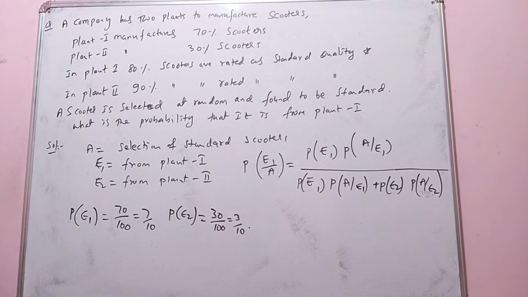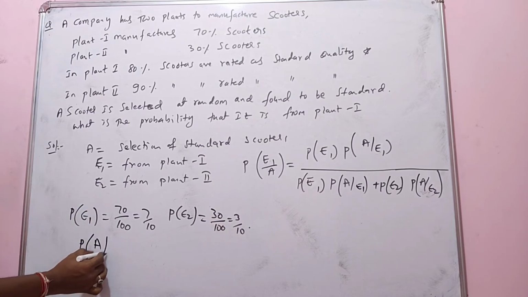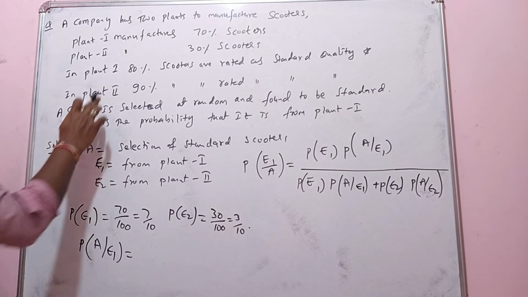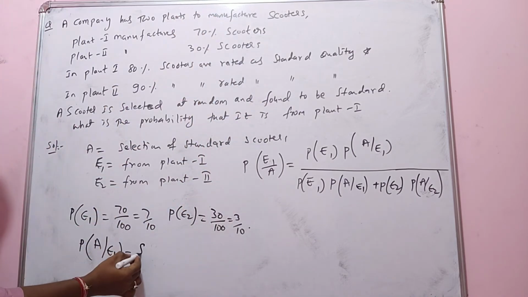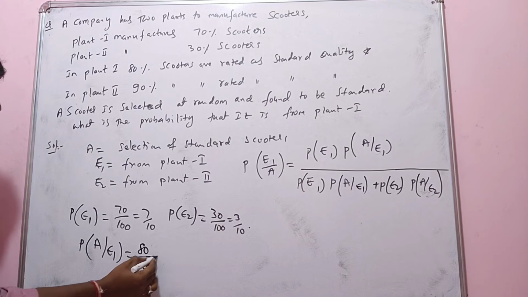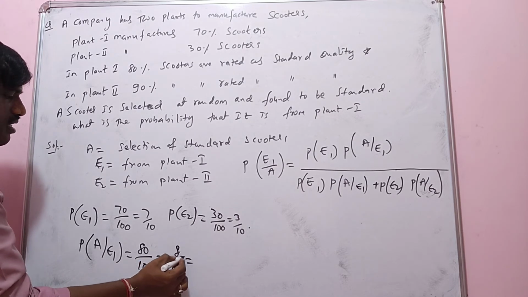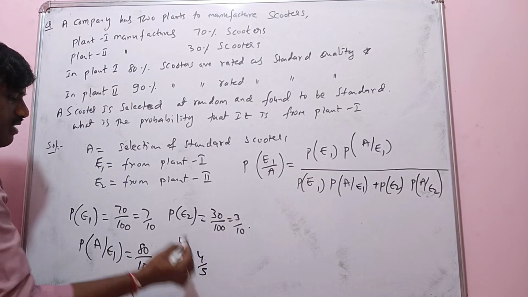Then what is this asking? Probability of event A when E1 has already happened. When you have selected from plant 1, it is a standard one. It is given that plant 1's 80% of scooters are standard quality. So 80 by 100, that is 8 by 10, which can also be written as 4 by 5.